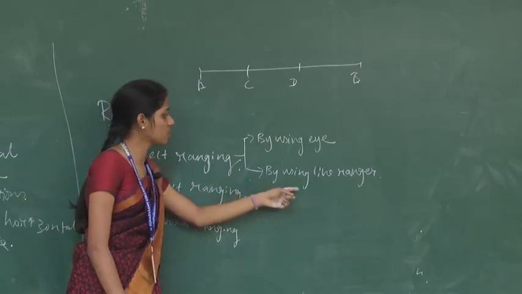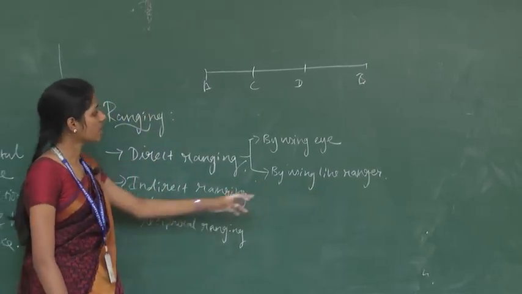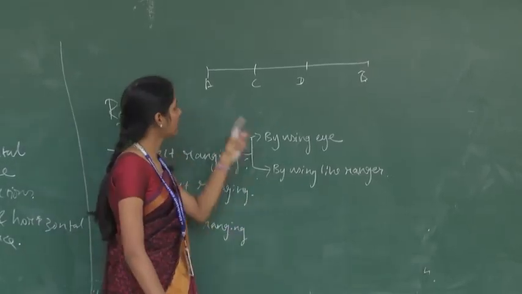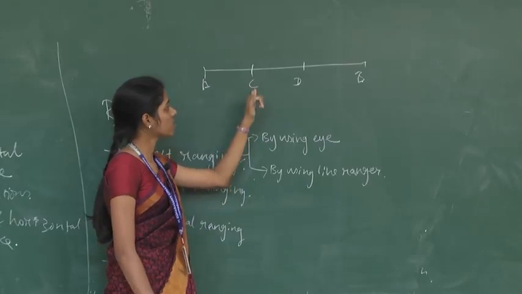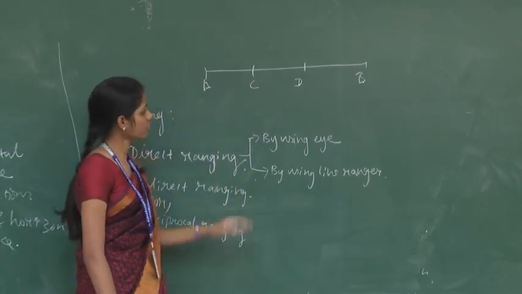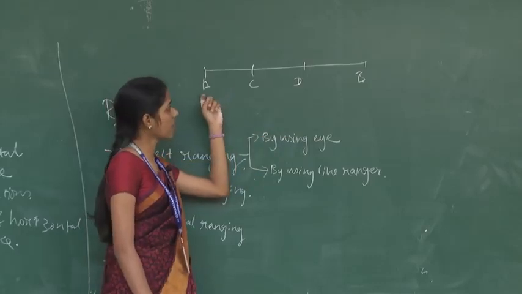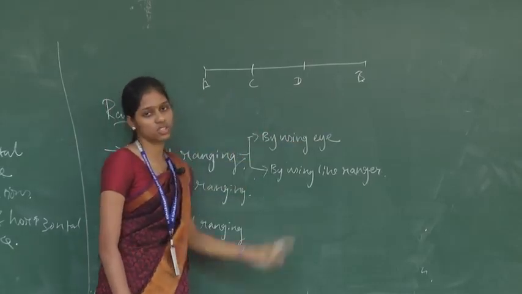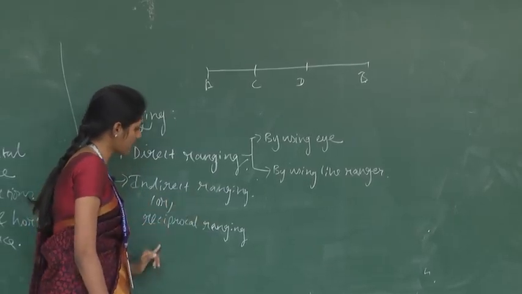In the method by using a line ranger, an instrument called a line ranger is used for ranging. In this, 2 prisms are there. The light from A will coincide with the line from B at the station C. With the help of the line ranger, we can range the stations A, C, D, B in a straight alignment. Then we are going for indirect ranging or reciprocal ranging.